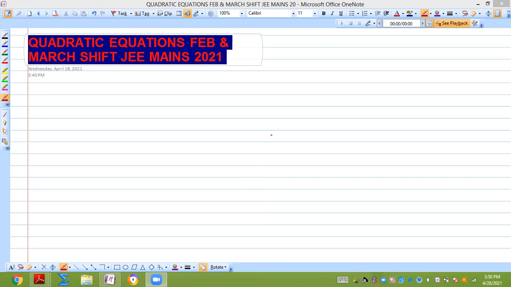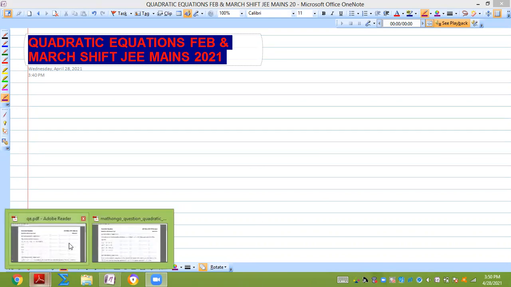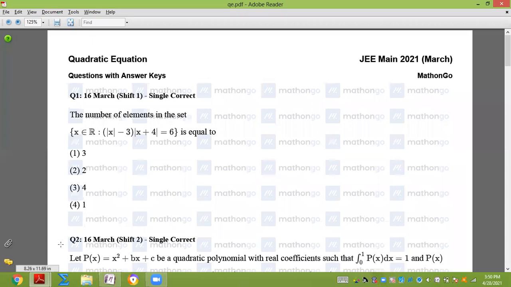Hello everyone. Today we are going to discuss quadratic equations from the February and March shift JEE Mains papers, so that it will be helpful for the next shift exam. So let's start with the February shift, March shift.